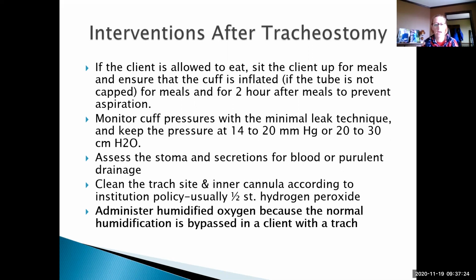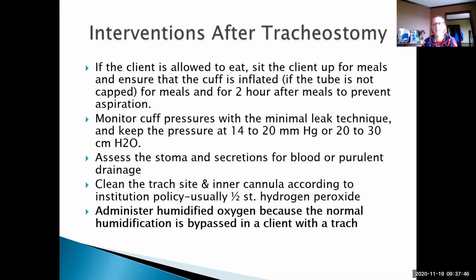So interventions, if they're allowed to eat, making sure that they sit up for meals and ensure that the cuff is inflated for at least 2 hours after meals to prevent aspiration. So this would obviously be the patient that's not on the ventilator anymore, because someone who's on a vent is not going to be eating yet.